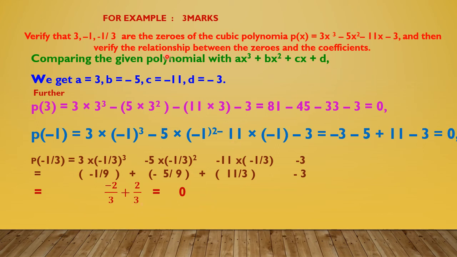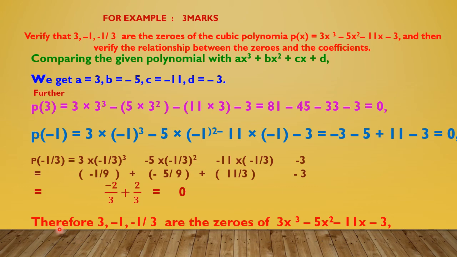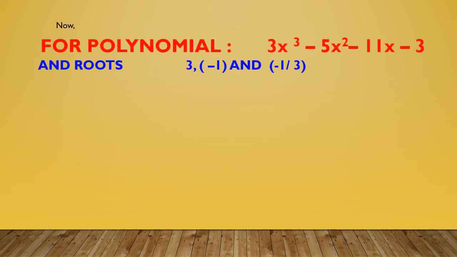And then you even have to verify the relationship between the zeros and the coefficients, which we have already done in the previous example. Now here we already verified that these three are the zeros of the cubic polynomial, because one by one we got the result 0 in RHS. Now for this particular polynomial, the roots we already verified. Now what are we going to do? We are going to verify the relationship.